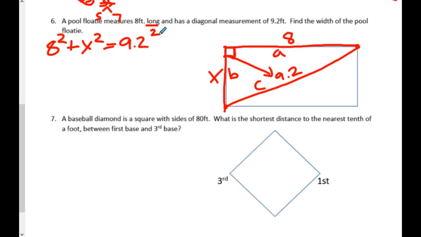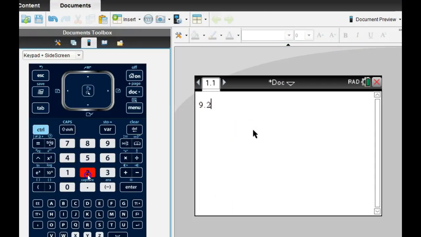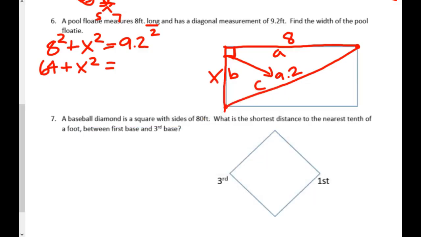And we do the math. 8 squared is 64, plus x squared equals, and then we've got to use our calculator, 9.2 squared. So here we go. 9.2 squared is 84.64. So remember, missing a leg means I'm going to have to subtract, because 64 is the loner on this side. So minus 64, minus 64.